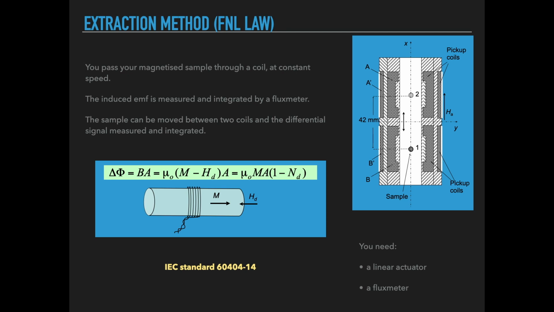Another common method that is even standardized in the same IEC standard discussed above is the so-called extraction method that again exploits the Faraday-Neumann-Lenz law, but in open circuit configuration. Here again, two identical coils are used, immersed in the same applied magnetic field. But in this case, the sample is moved from one coil to the other and the other way around. The differential signal picked by the two coils is then amplified and integrated in order to calculate the magnetic moment of the sample as a function of the applied magnetic field.